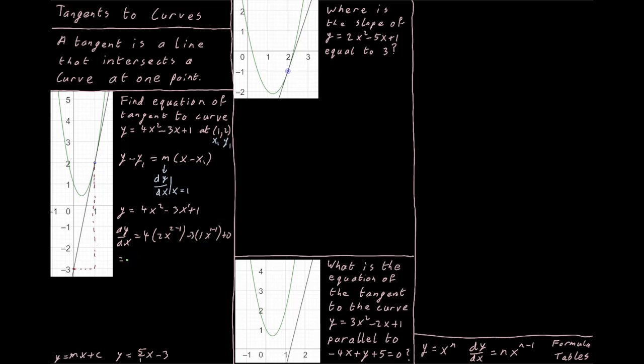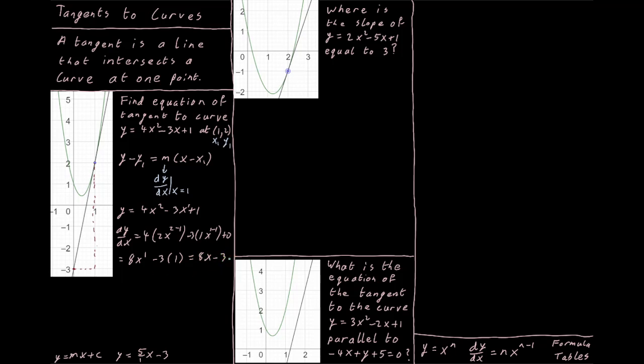2 minus 1 is just 1, so I end up with 4 times 2 is 8, x to the power of 1, minus 3 times x to the power of 1 minus 1. Well, x to the power of 0 is what I'm going to get for that, and any number to the power of 0 is just 1. So that's just going to be times 1. So I end up with 8x minus 3.